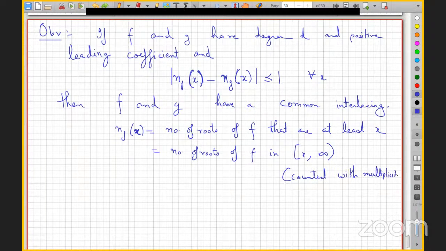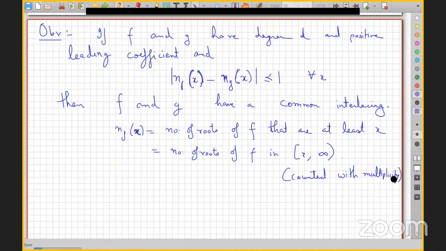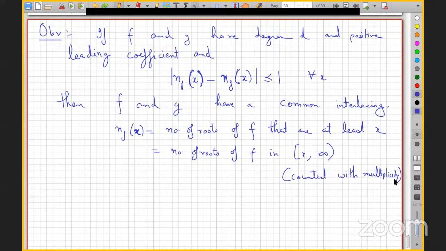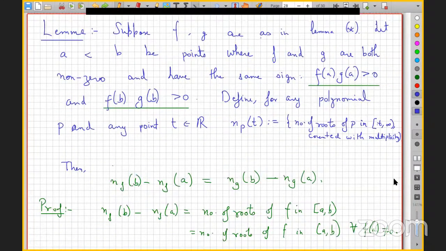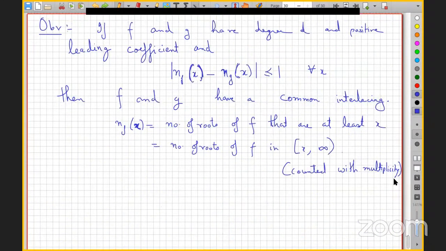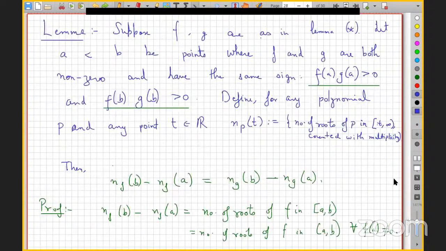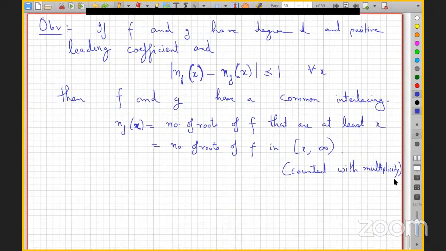So you wanted to prove that n_f minus n_g equals 0 at infinity. That we have proved already. Now I'm just making another observation: in terms of this n_f, we need to establish that the number n_f(x) minus n_g(x) never goes beyond one. So its absolute value is at most 1. It's either -1, 0, or 1. So if at every x it is either -1, 0, or 1, then f and g have common interlacing.